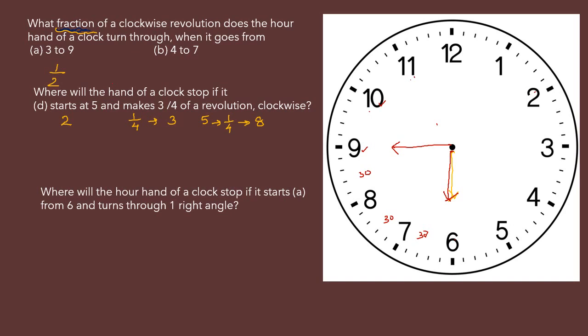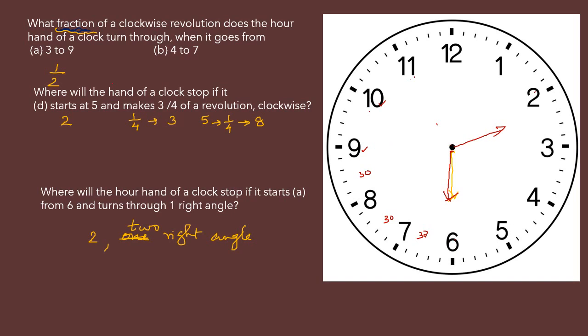Now if the question comes from 2, it is starting from 2 and you are asked to turn one right angle. One right angle we have already done. Okay, let us do two right angles. Starting from 2, two right angles. You are starting from 2 o'clock. So what will you be getting? You are at 2. You have to complete 2 right angles. 2 right angles means how much is it?